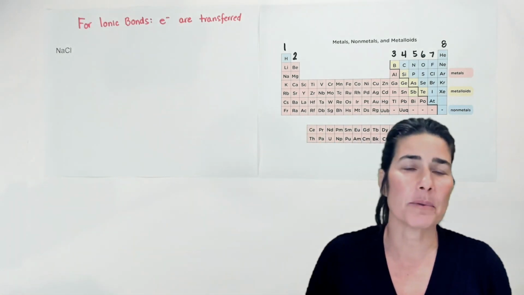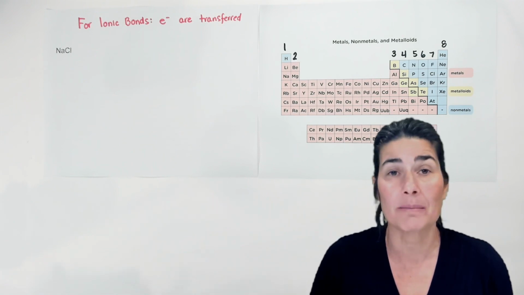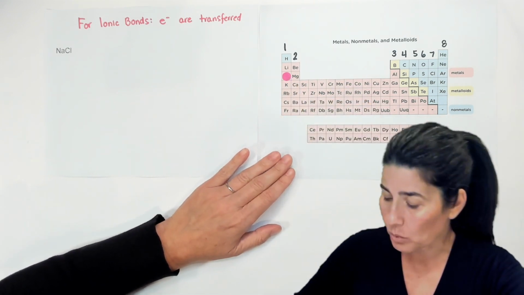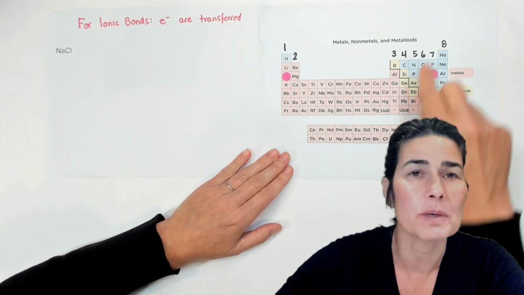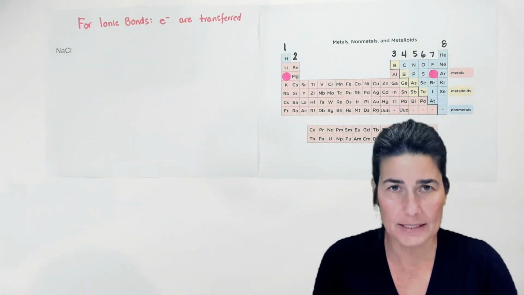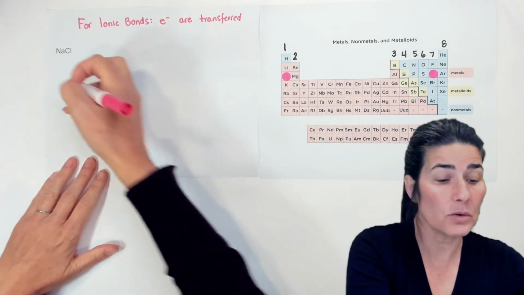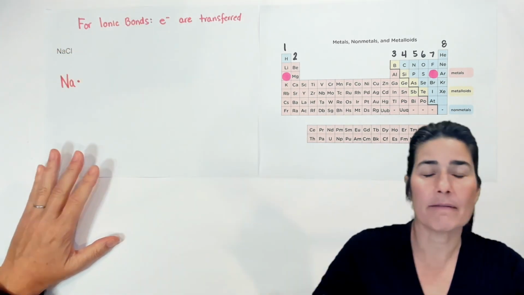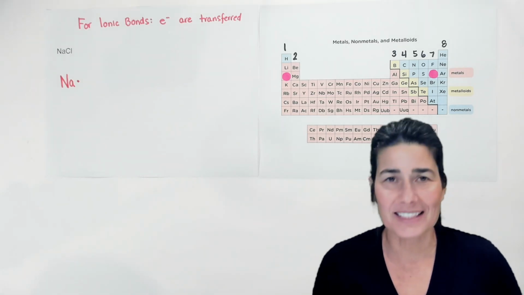So the first example shows the bonding between sodium and chlorine to make sodium chloride. So we have a sodium atom right here with 1 valence electron and a chlorine atom right here with 7 valence electrons. Let's go ahead and show these bonding. So I'm going to start off by drawing my sodium individually. Sodium has a symbol Na. It has 1 valence electron.